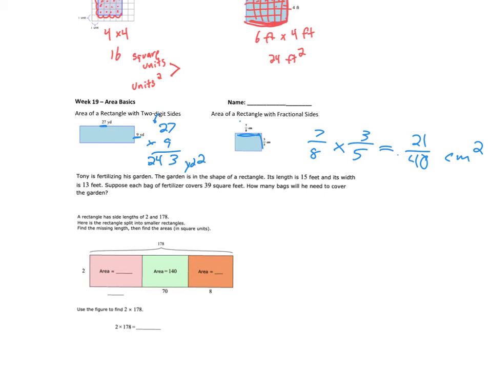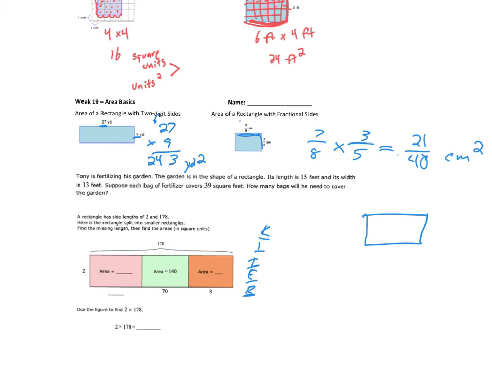Okay, let's look at the story problem. Tony is fertilizing his garden. The garden is in the shape of a rectangle. Remember our kiter techniques? We look for key terms. We could illustrate. We could make a T-chart. We look for easier numbers, and then we always ask if it's reasonable. I'm just illustrating right away. I like to do that.